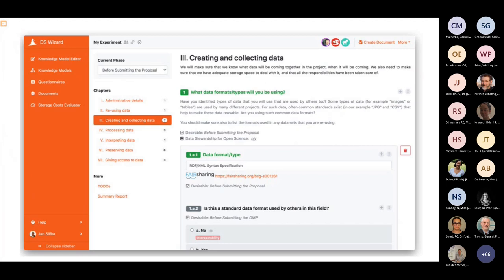The idea is that, at the time being, we'll make use of what's known as Data Stewardship Wizard, with the idea of eventually developing our own instance of Data Stewardship Wizard at the institutional level.